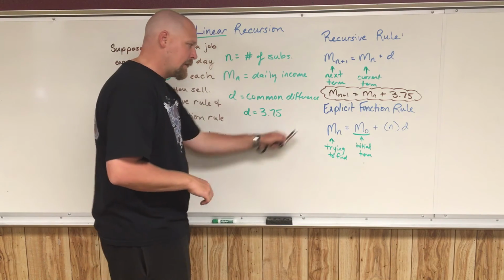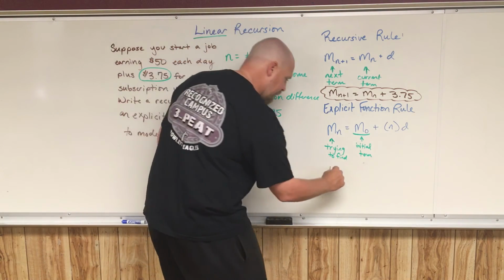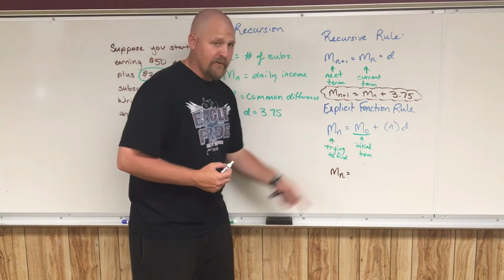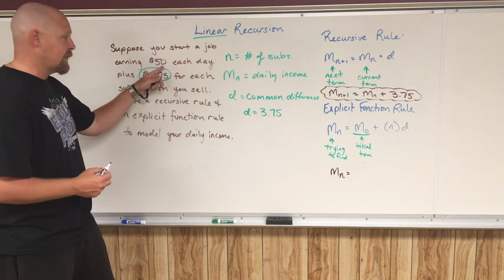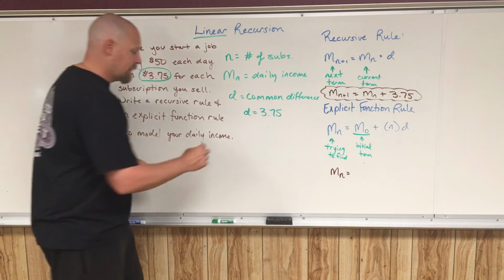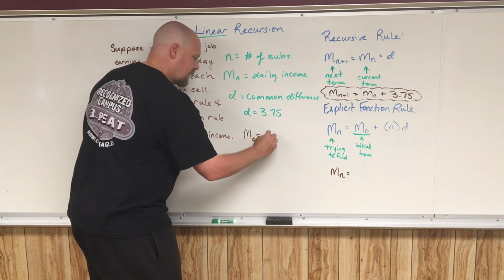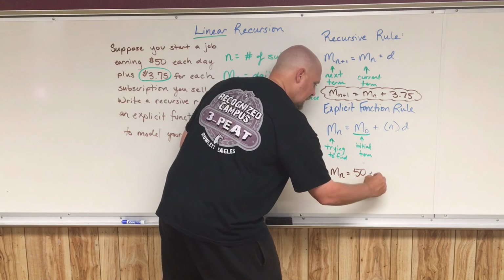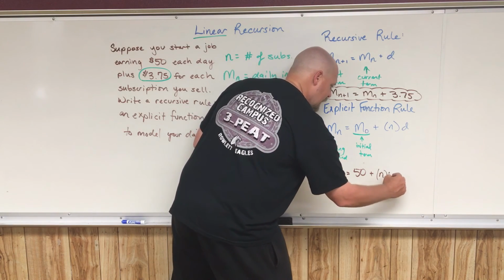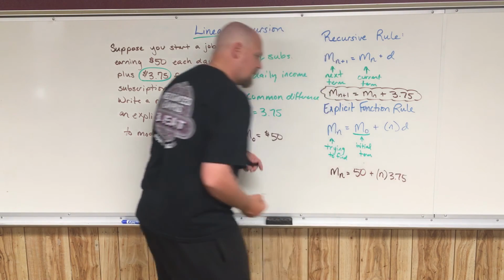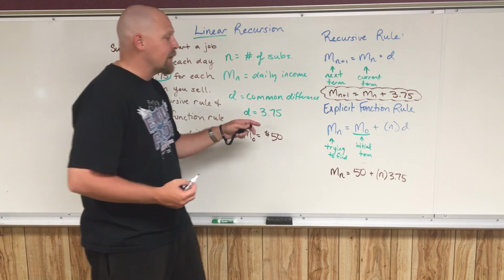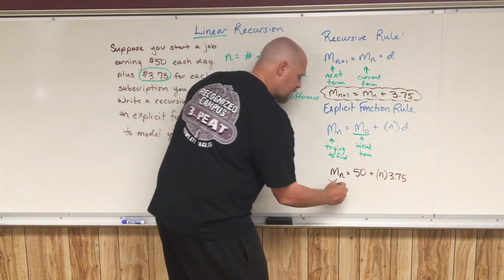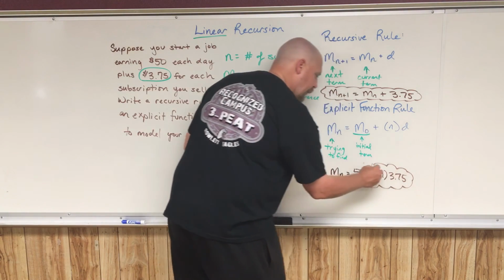So if we take m sub n, we'll leave that the same, equals m sub 0. Where do we start? Well, it says here that we start at $50. So m sub 0 is equal to $50. So this is 50 plus n times 3.75. And that is our explicit function rule for this linear recursion scenario.